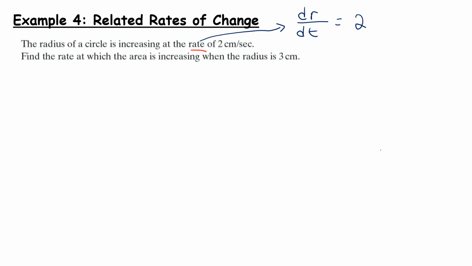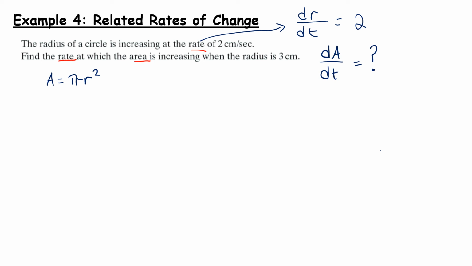It says find the rate at which the area is increasing when the radius is 3. So we're dealing with a circle. So the area of a circle is pi r squared. You can get that in your log tables. Now, if I want to find the rate at which the area is increasing, rate is dA dt. So they want us to find the rate at which the area is increasing. So they want dA dt. That's what we're being asked.